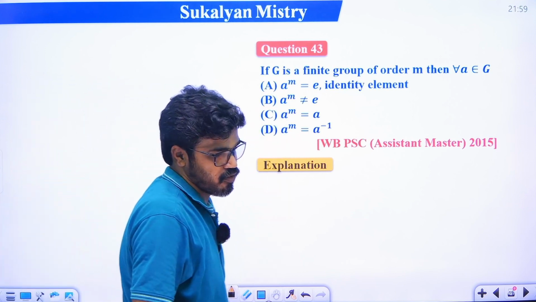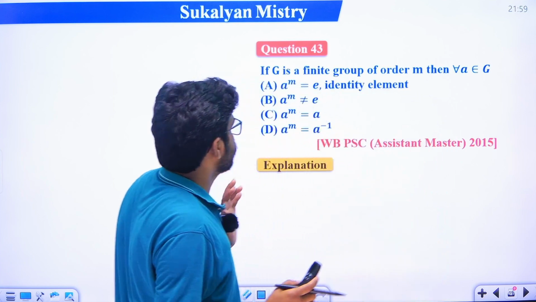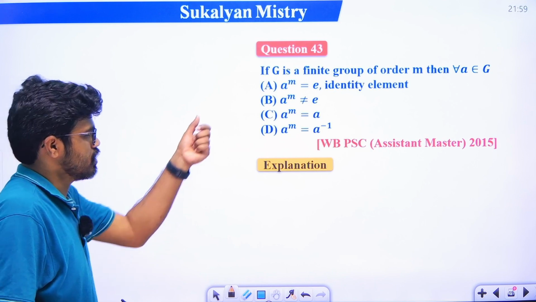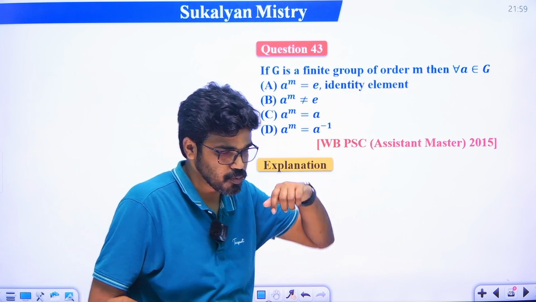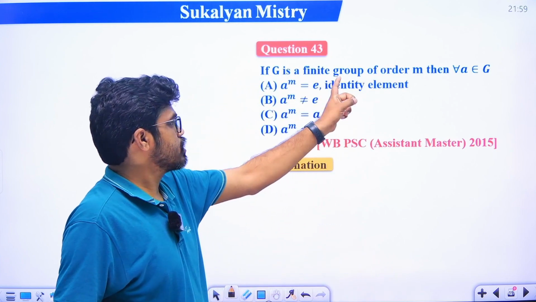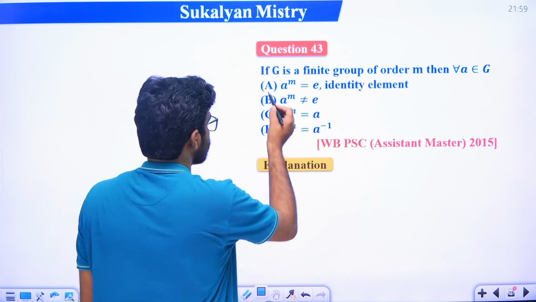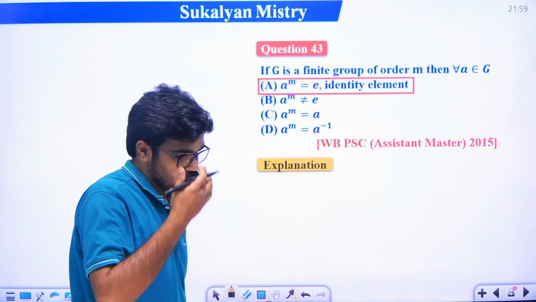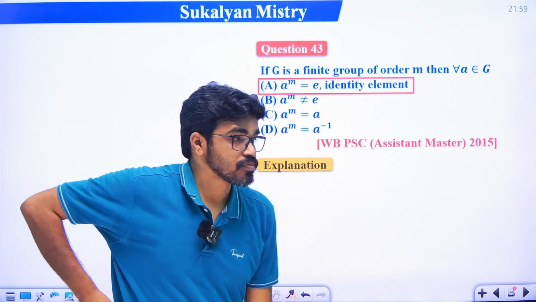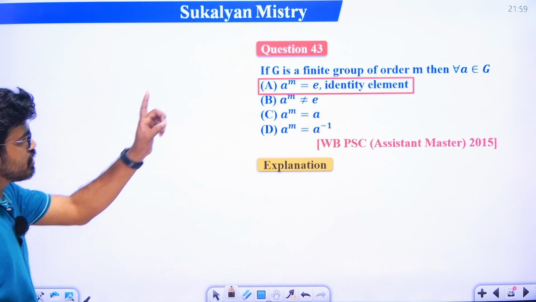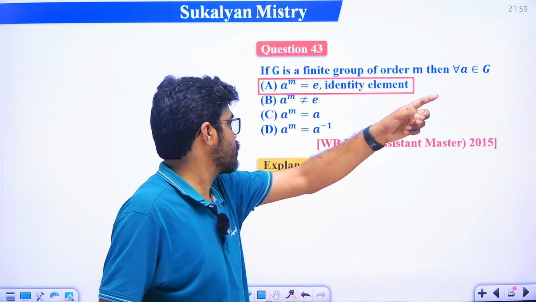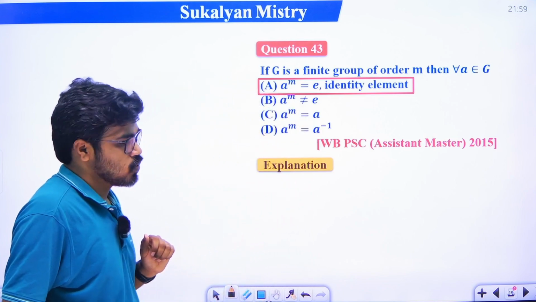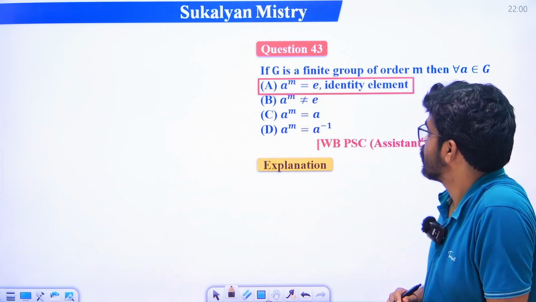Okay, so next. Let G be a finite group of order M, and for all A belonging to G, this is the definition. Let G be a finite group of order M, that means A to the power M will be E, where E is the identity element. This is the definition of order of an element. Let G be a finite group of order M, that means M is the least positive integer such that A to the power M will be E. Clear?